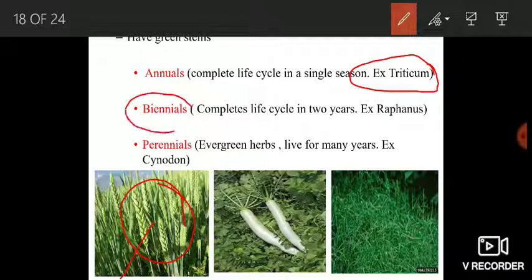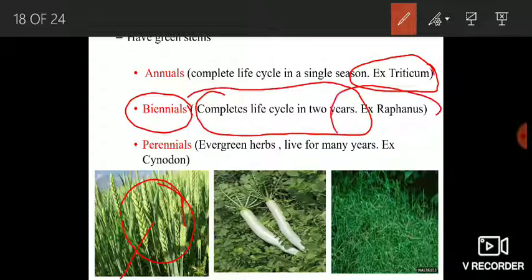The second one is biennial. Those herbs which complete their life cycle in two growing seasons or 2 years, and the best example is Raphanus. Raphanus means radish. It completes its life cycle in two growing seasons. In the first season, it completes its vegetative growth, and in the second season, it goes for reproduction. It undergoes flowering, and then finally you have perennials.